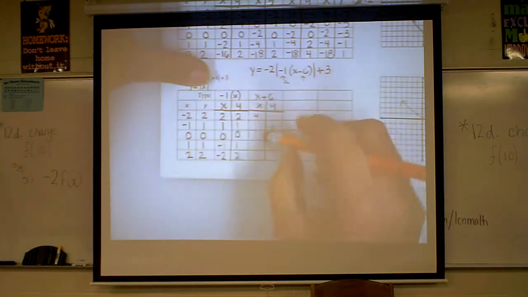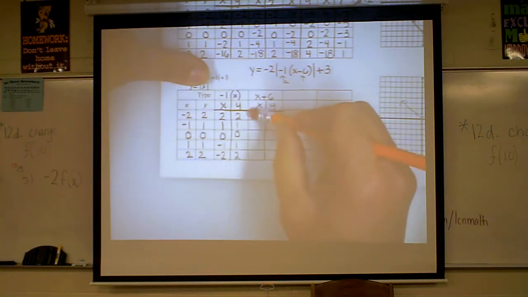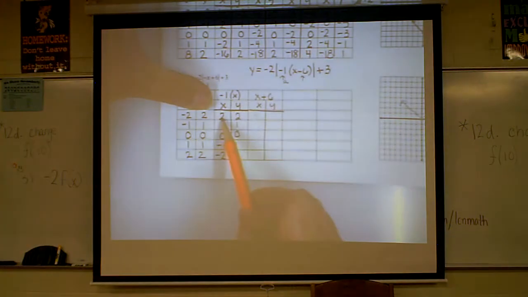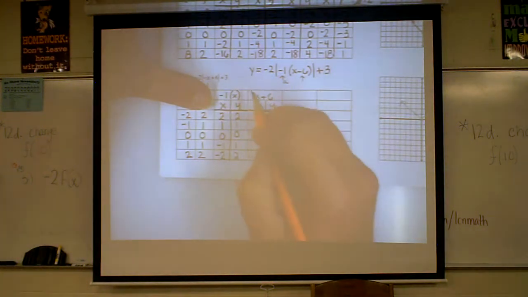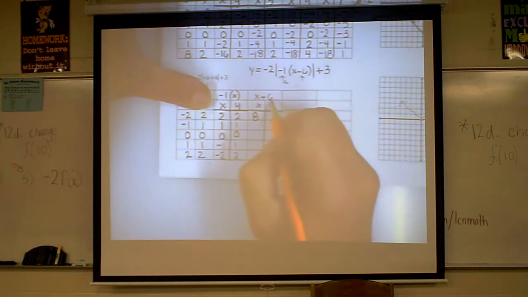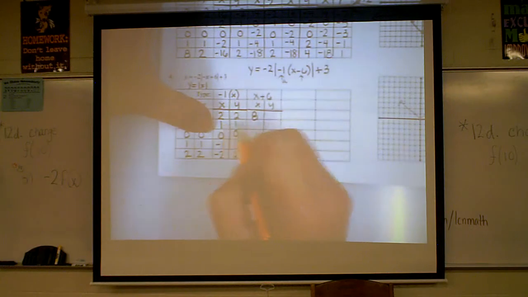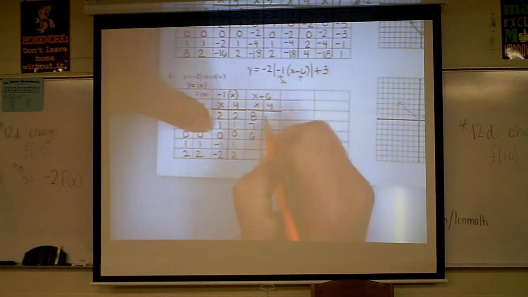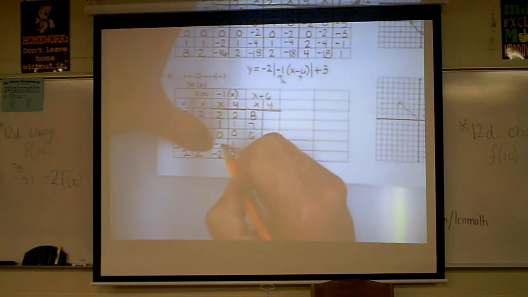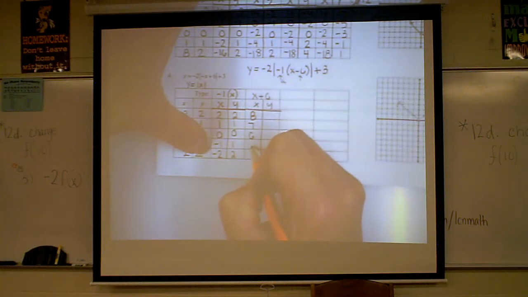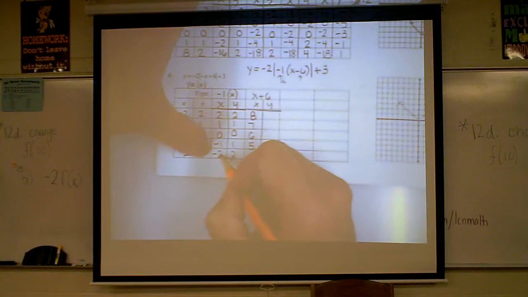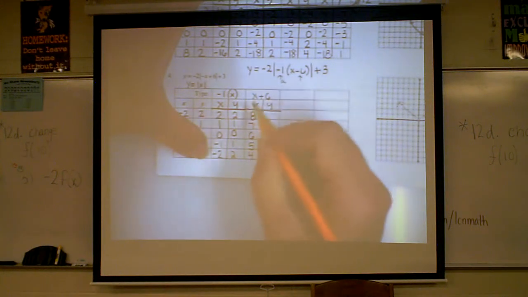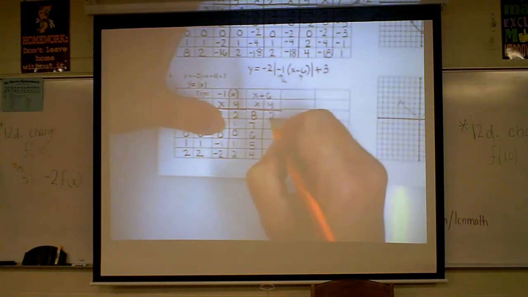I'm sorry. You're going to add 6 to 2, and you get 8. You're going to add 6 to 1 and you get 7. You're going to add 6 to 0, you get 6. You're going to add 6 to negative 1 and you get 5. You're going to add 6 to negative 2 and you get 4. You're going to keep all of your y values the same.